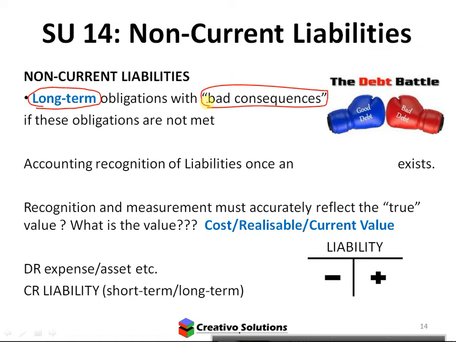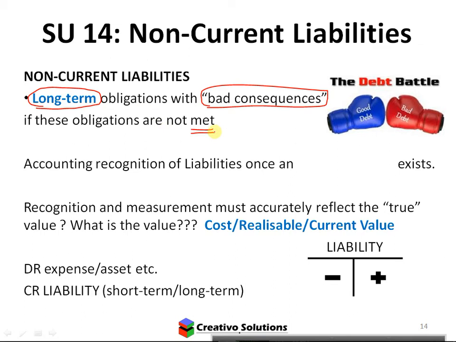So a business also needs to do the same thing. A business needs to pay for equipment. Think about the machinery. If they don't pay the loans on the machinery, no machine. And if we don't have a machine, we can't manufacture. All right, accounting recognition. So if these obligations are not met, what happens?